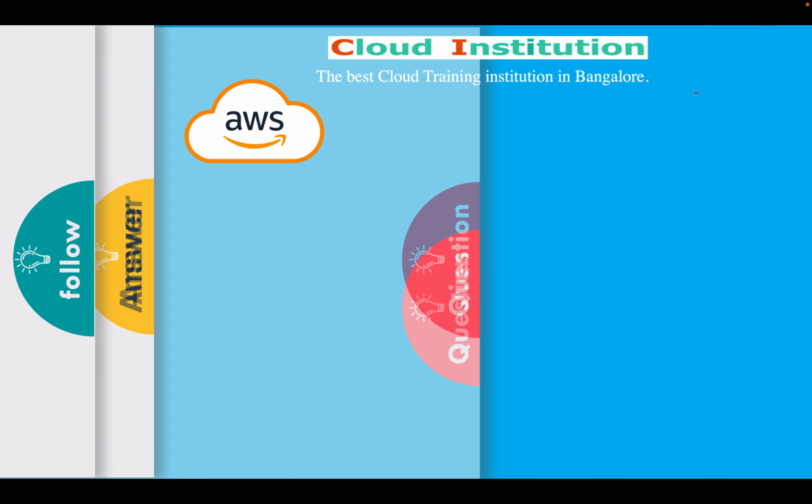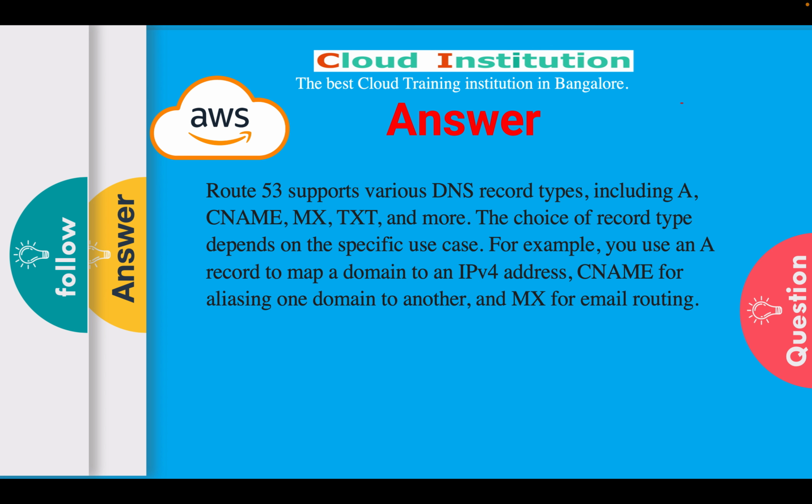The answer for this question is: Route 53 supports various DNS record types, including A record, CNAME, MX, TXT and more. The choice of record type depends upon the specific use case. For example, the A record maps a domain to an IPv4 address, a CNAME is aliasing one domain to another domain, and MX is for email routing.